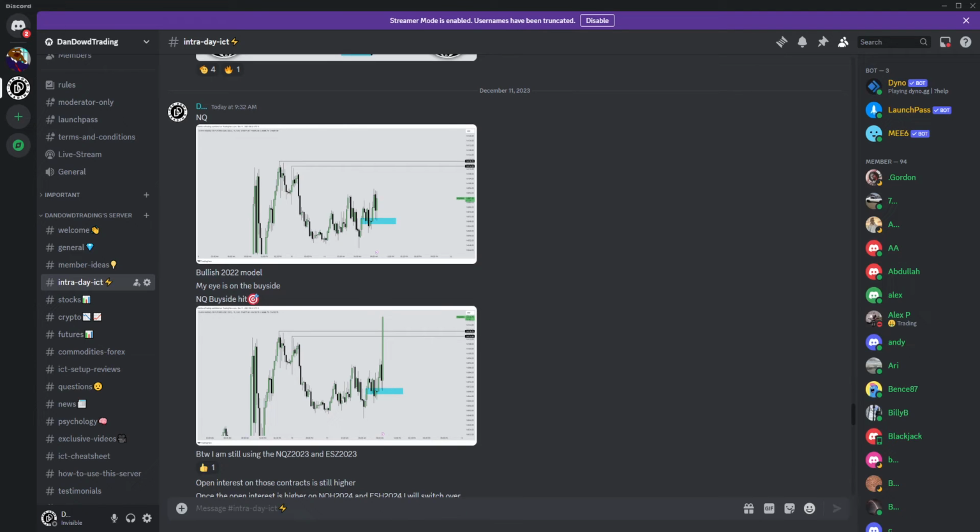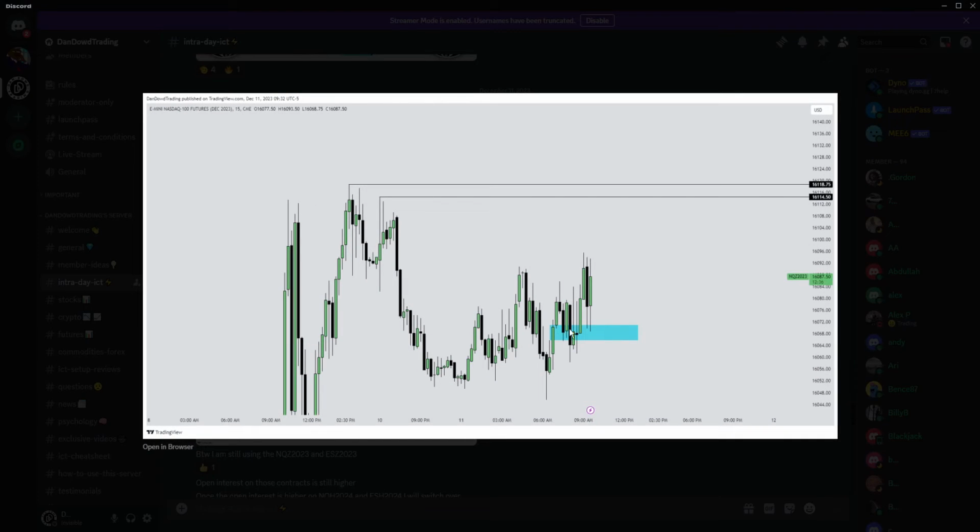This is only NASDAQ. I said there was a bullish 2022 model this morning. My eye is on the buy side liquidity above. Then I'll post a chart with drawings on it. We do have a fair value gap right here.